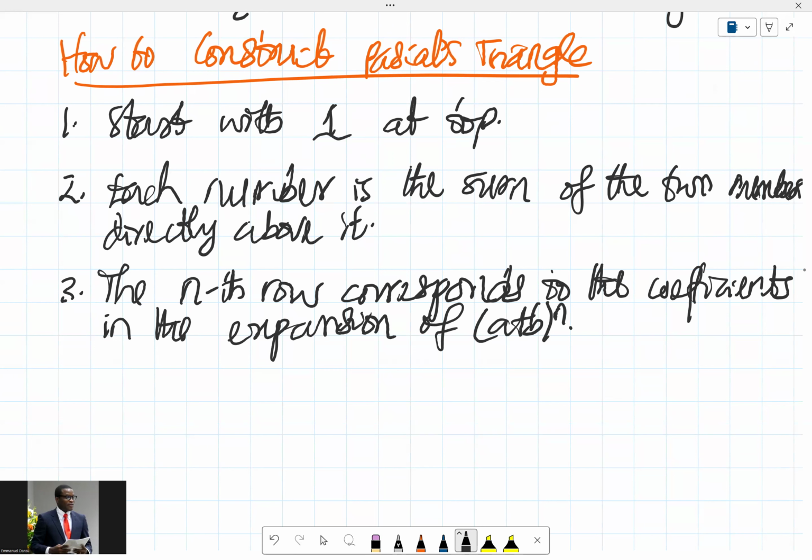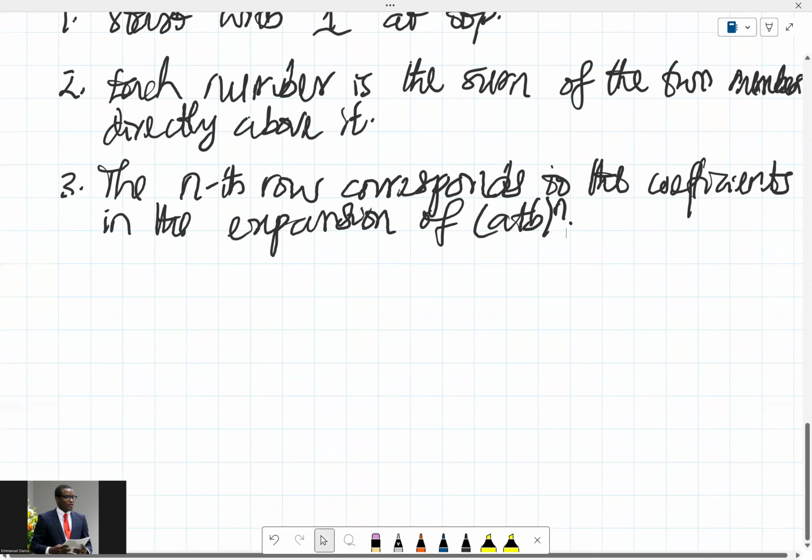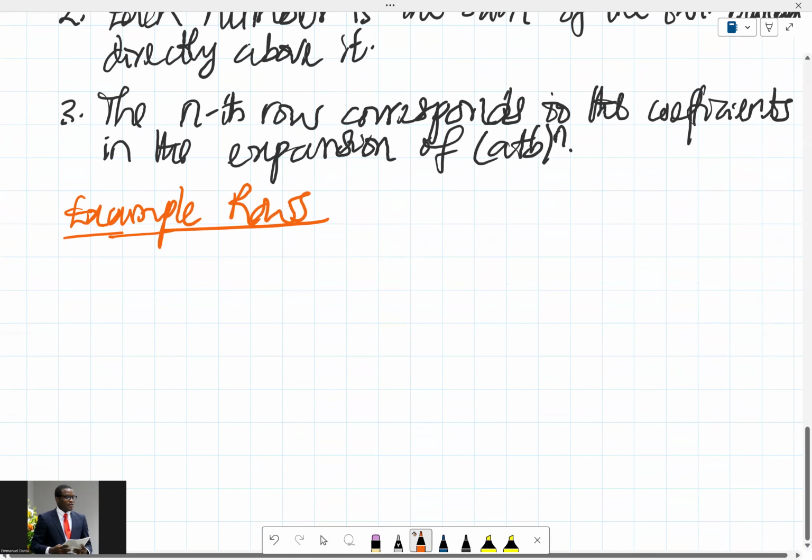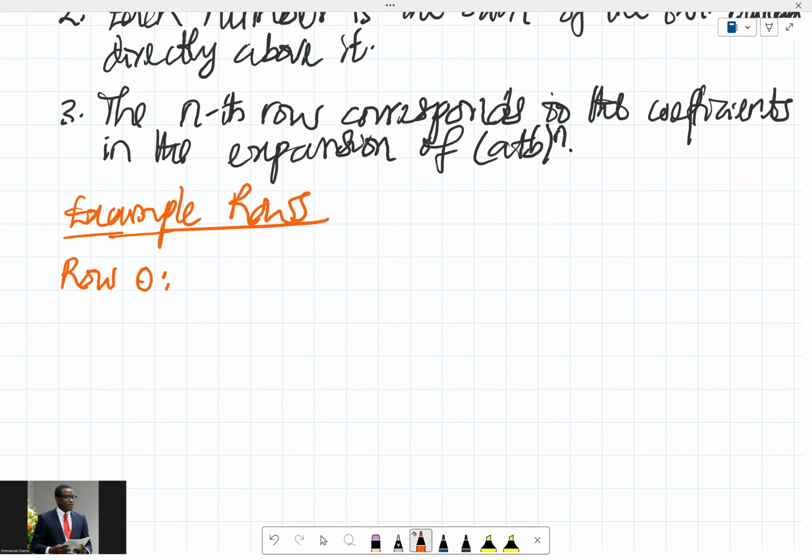Now, this is exactly what we mean by all of these things I have said. Let's see some example rows. Imagine row 0. For row 0, all you have is (a plus b) raised to power 0. And in that case, for Pascal's triangle, that is just 1 up here. You just have 1 here.